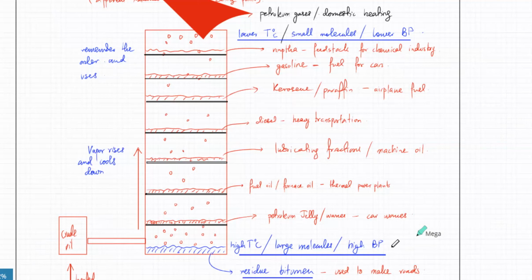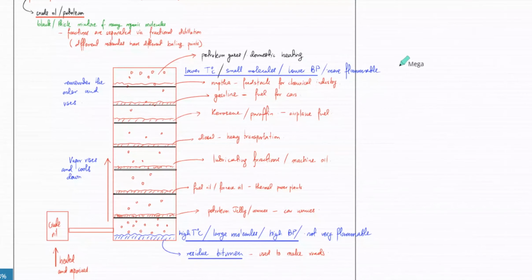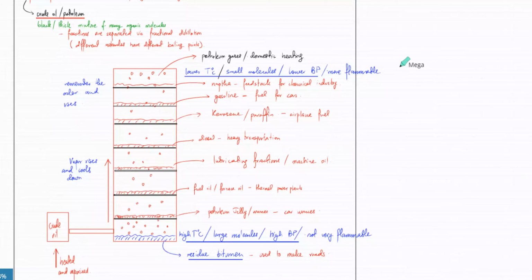So right at the bottom, molecules are not very flammable. This is something that we discussed. Big molecules are not flammable. And as you keep going to the top, the smaller molecules are more flammable. So you have to memorize everything, and there's nothing more than this to remember.